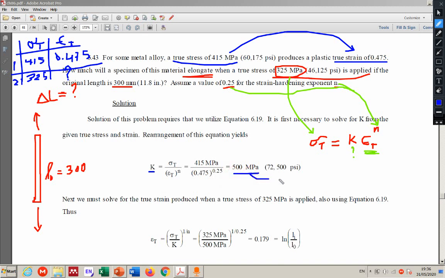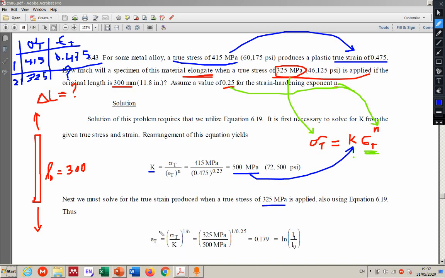Now I can bring this k inside here. Then I have the three values. This time we're going to use the second case. We're going to find a true strain for a true stress of 325 megapascal. So we're going to use this equation again, rewriting the same equation, but this time using 325 megapascal.